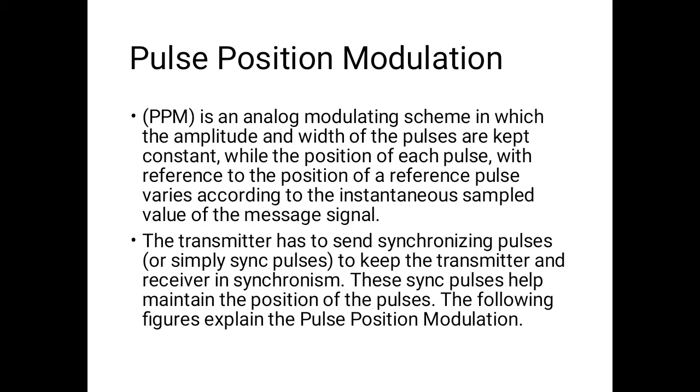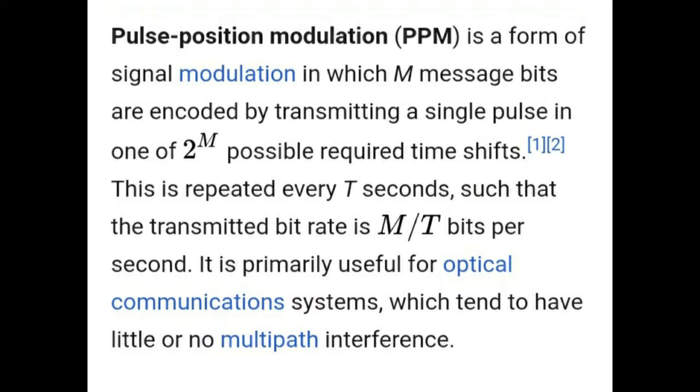The transmitter has to send synchronizing pulses, or simply sync pulses, to help the transmitter and receiver to be in synchronism, to be in matching always. Matching in case of properties or in case of impedance, whatever it may be. These synchronizing pulses help in maintaining the position of the pulse. The following figures explain pulse position modulation. I will show you the figures later.